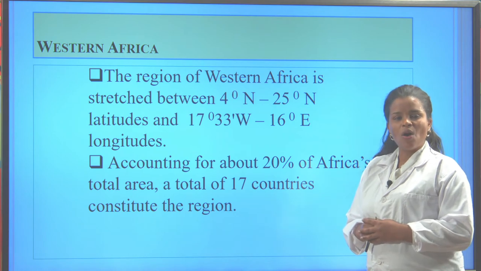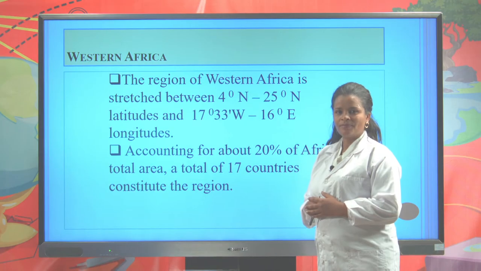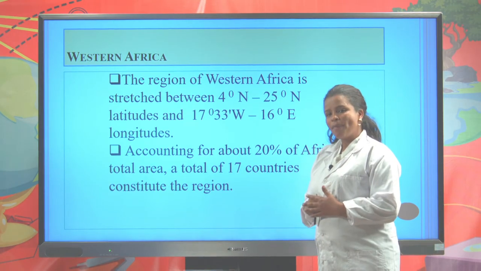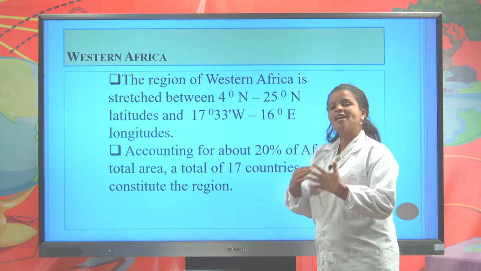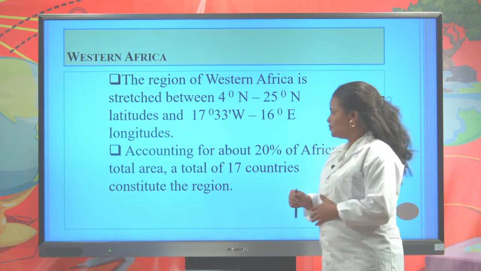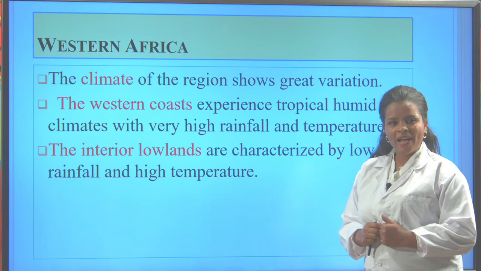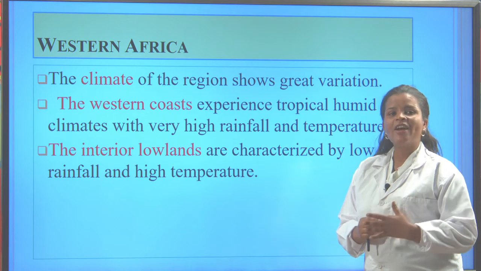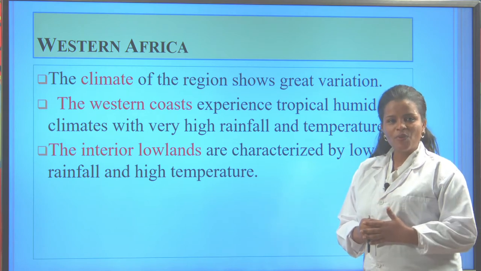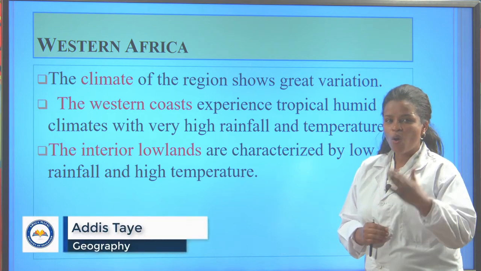The third region of Africa is Western Africa. It accounts for about 20% of the African total area, and it has 17 countries. The climate of the region shows great variation. The western coast experiences a tropical humid climate. Because of this, this area has very high rainfall and very high temperature because of the effect of onshore winds.